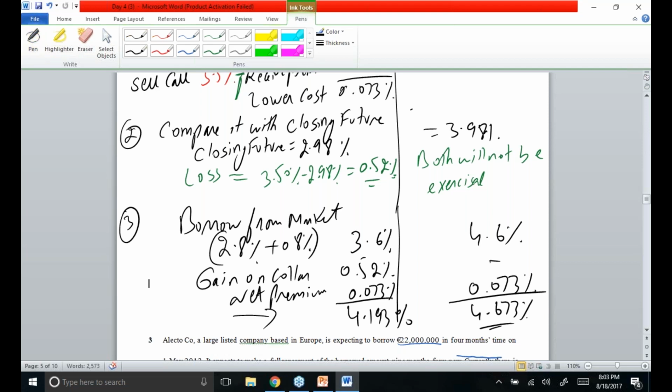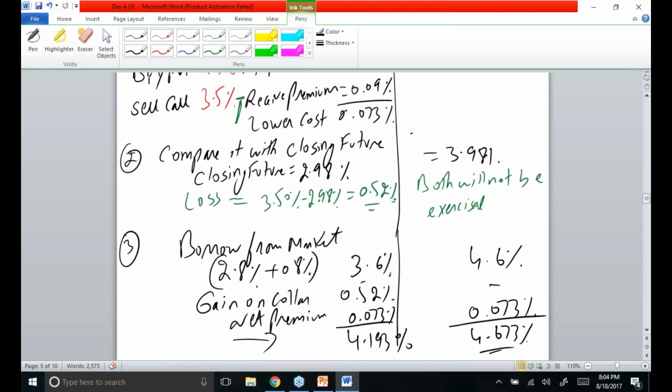That's how you're going to solve collar contract in exam. So if you have any question from this collar part, you may write in the question box.